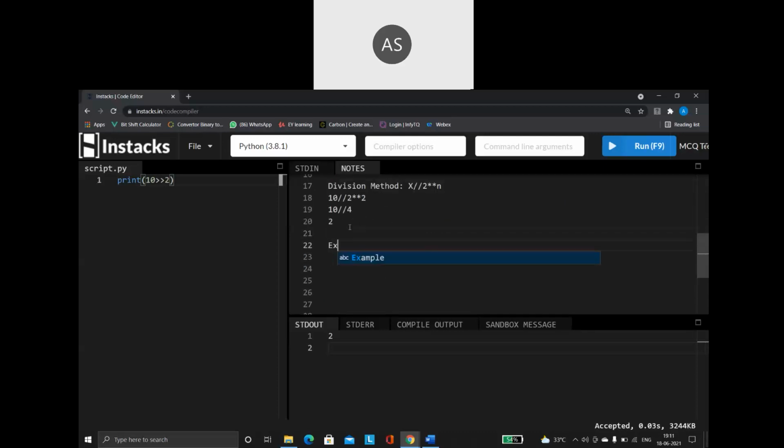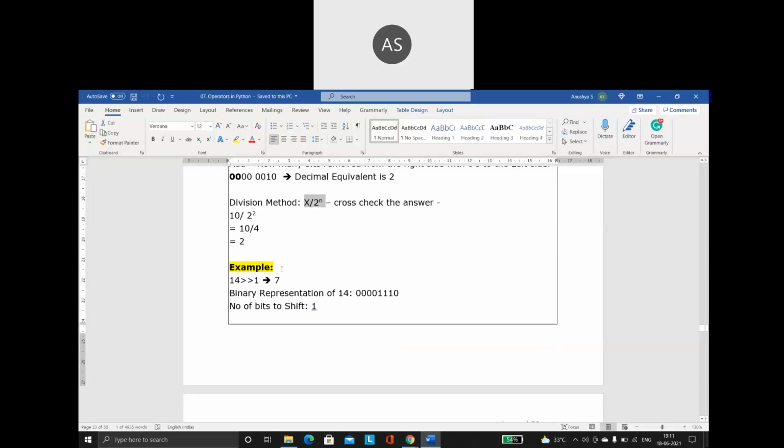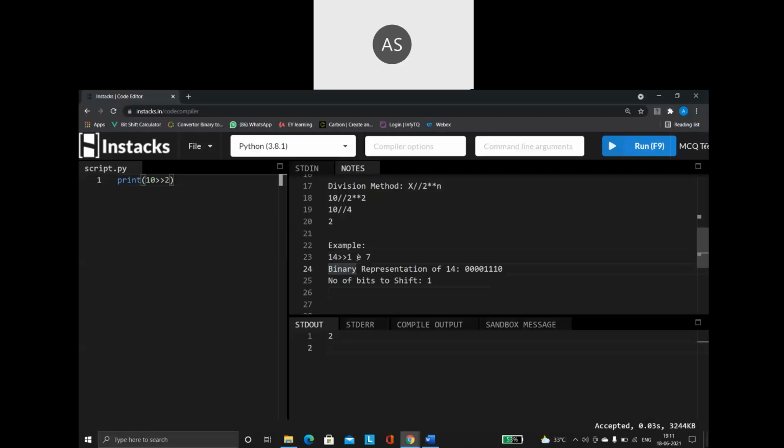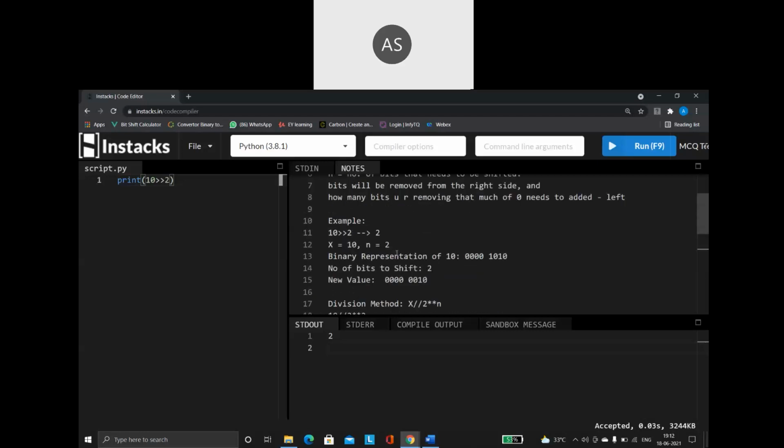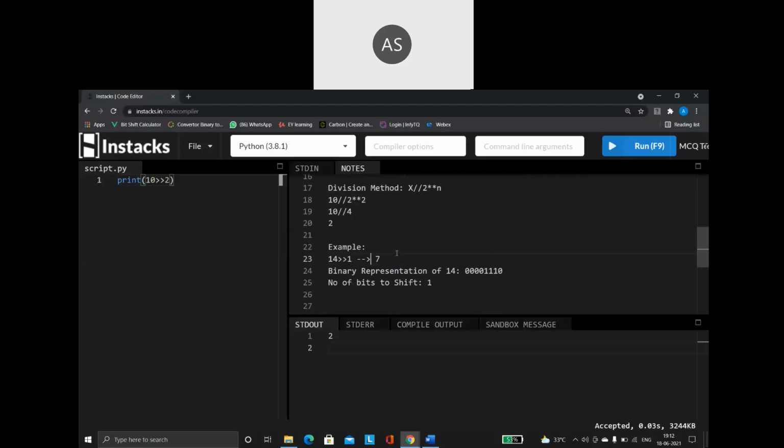So this is how your right shift operator works. Let us take another example, I'll quickly tell you about one more. I am saying 14 right shift 1. So how many bits to remove here? The x value is equal to 14 and the n value is equal to 1. So the number of bits to shift is only 1.